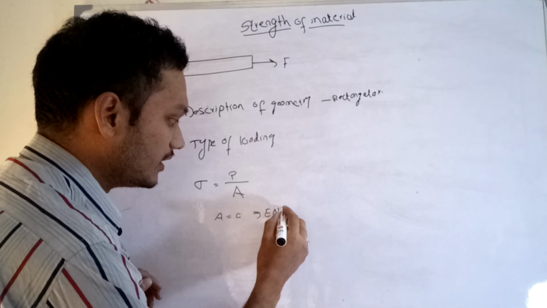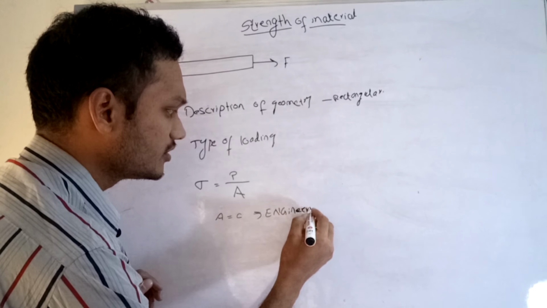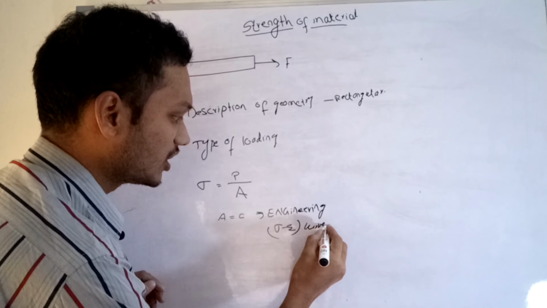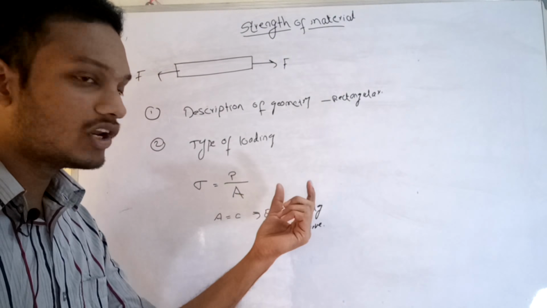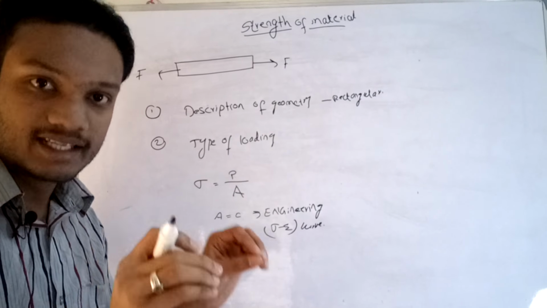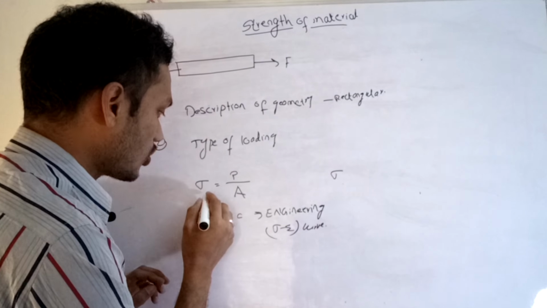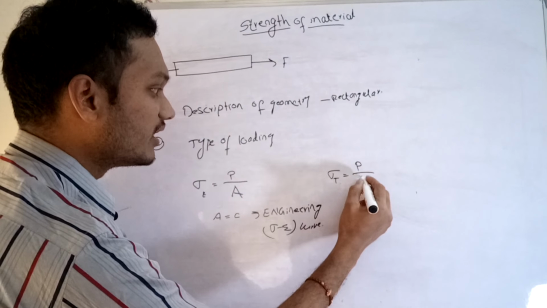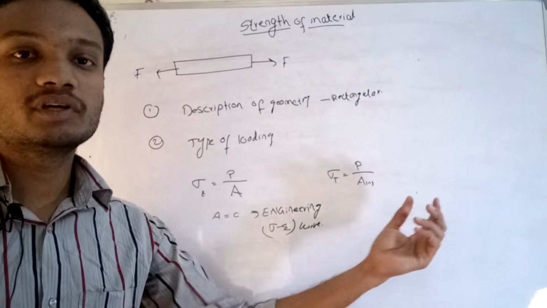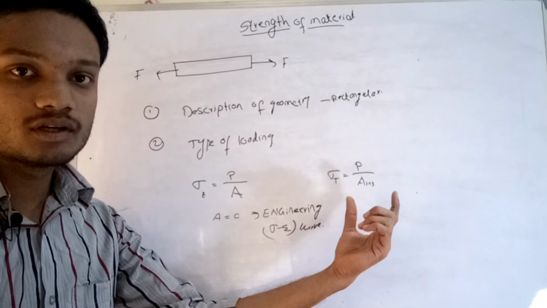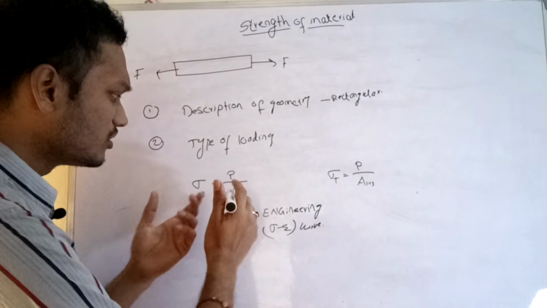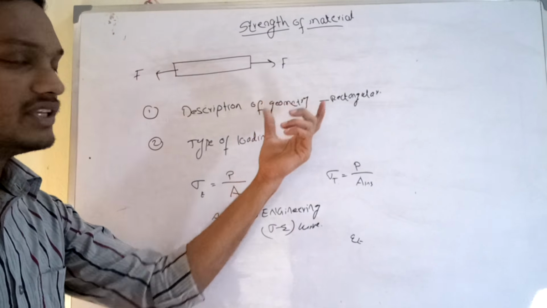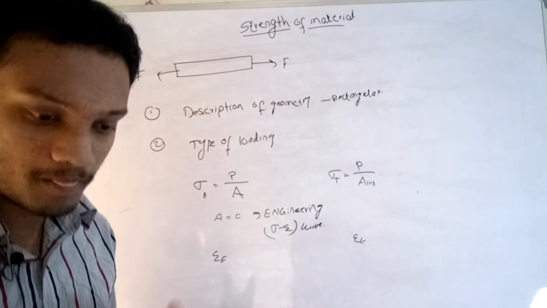So this is called the engineering stress strain curve. In reality, when you apply the load, the cross section area decreases. So this is called engineering stress, and the true stress is nothing but the load divided by the instantaneous area. This will give the true stress. Similarly, you can calculate the engineering strain and also the true strain from these two data.